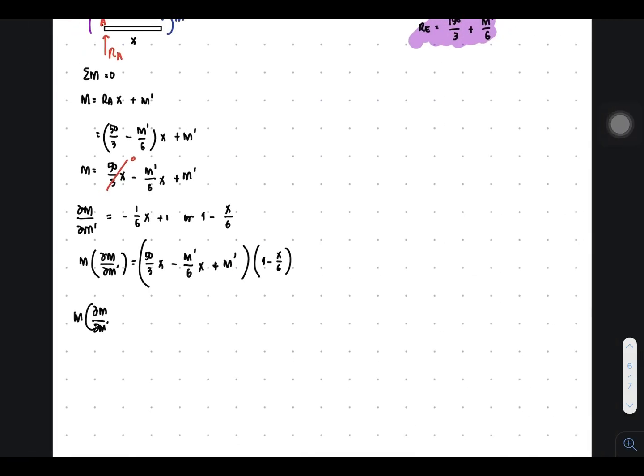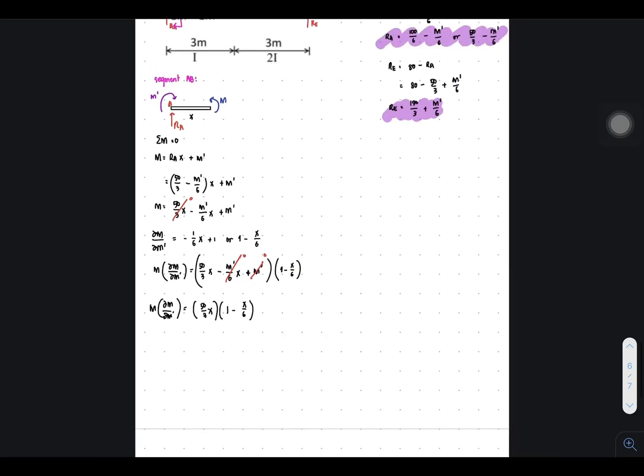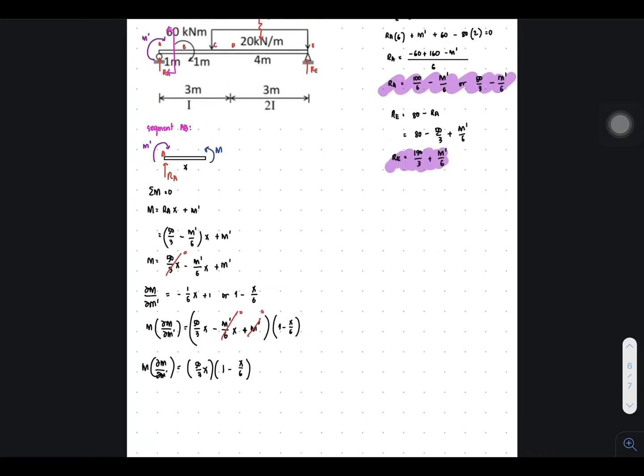So the product would now be, set this to 0 for those that have m prime. And this is now going to be 50 over 3x times 1 minus x over 6. That is our segment AB. Let us proceed to our segment BC.